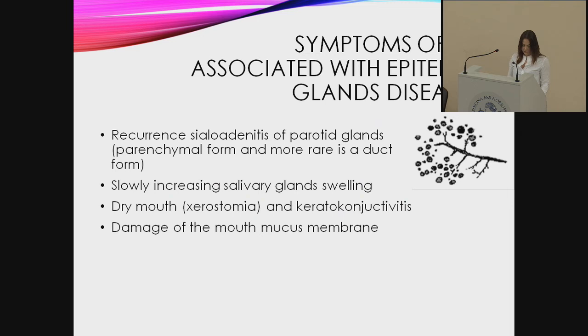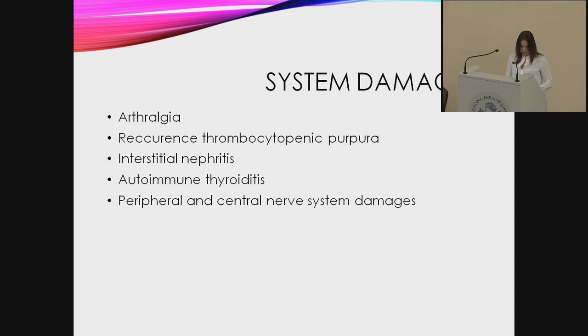Symptoms of Sjogren's syndrome associated with epithelial gland damage include sialadenitis, which is more often parenchymal than duct form. There is slowly increasing salivary gland swelling, dry mouth, and keratoconjunctivitis. Damage of the mouth mucous membrane is a consequence. Systemic damages occur because of the background autoimmune illness, and they are more frequent when Sjogren's syndrome is secondary.